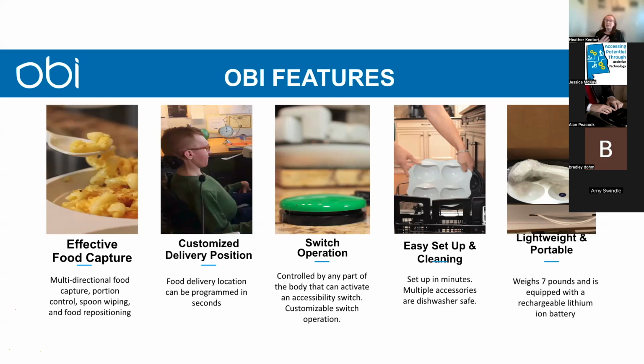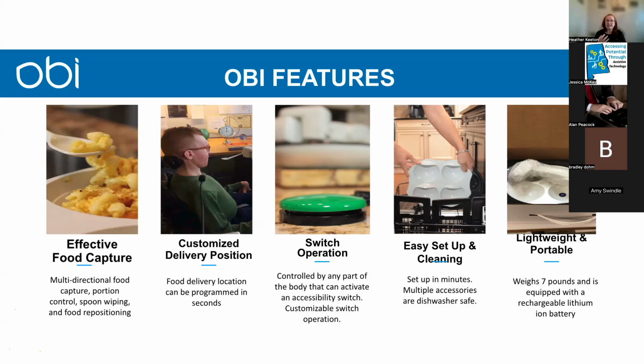Obi is operated by switch. So while you'll see here in a little bit when I use my other camera, a lot of times these are pressure switches or buddy buttons. We do have some individuals using very flat switches. Some connect to their head array or use a sip and puff. We even have some individuals that connect to their eye gaze system. So Obi can be used with a lot of different switch options.